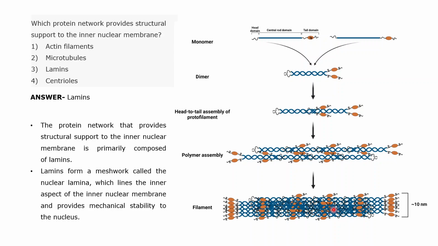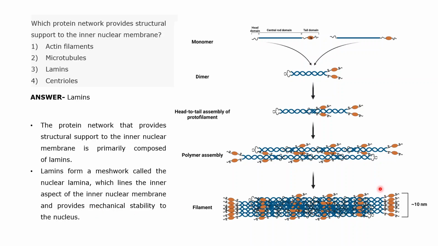the nuclear lamina. It actually looks like a meshwork, right? Because of the high coiling of lamin, it looks like a meshwork. Lamin forms a meshwork called the nuclear lamina, which lines the inner aspect of the inner nuclear membrane and provides mechanical stability to the nucleus.